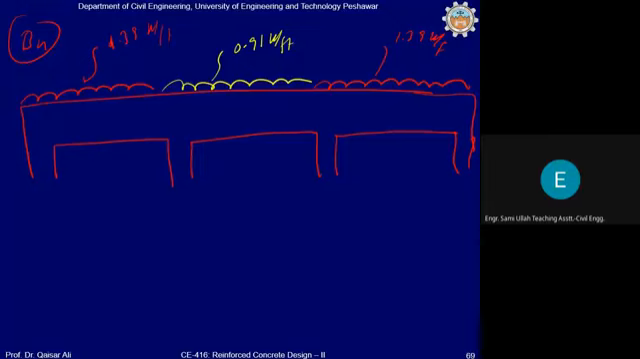Clear? So again, using the same coefficient method, these coefficients are 1 over 16, 1 over 10, 1 over 11, 1 over 11, 1 over 10, 1 over 16. These are the negative moment coefficients, and positive moment coefficients are 1 over 14, 1 over 14, and 1 over 16.